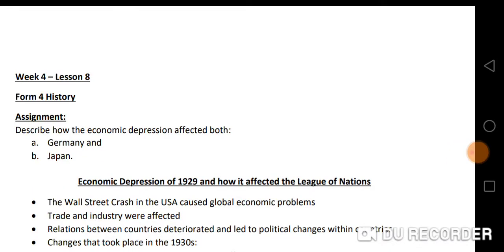So, this is week 4, lesson 8, and the assignment for this week is to please describe how the economic depression affected both Germany and Japan.